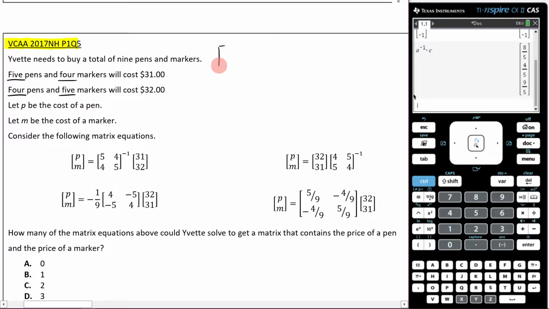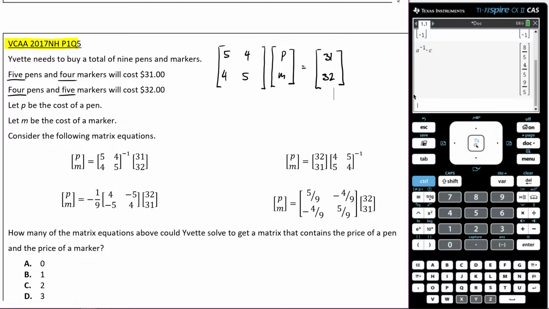So straight away, you should be able to generate your matrix equations here. So it's going to be 5 pens, 4 markers, 4 pens, 5 markers. And this is going to be multiplied by, oh, sorry, P M for pens and markers here. Because remember, it's pens first, then markers. So P first, then M. And this is going to be equal to 31 on 32, like that.